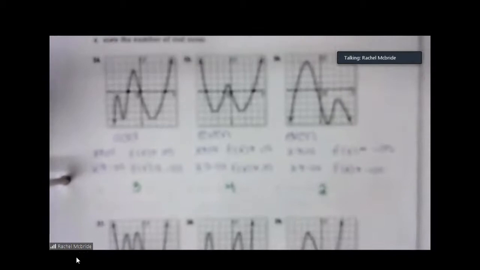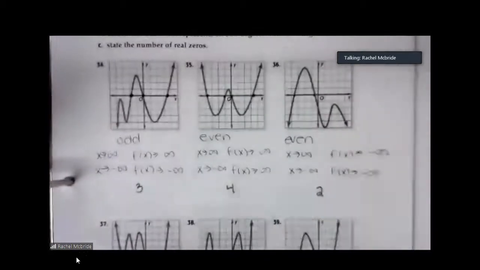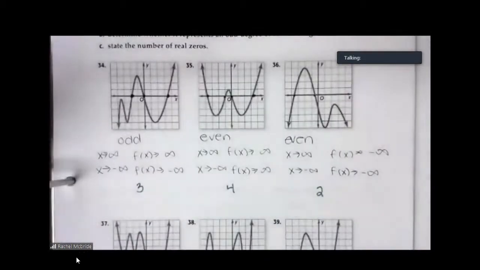All right, so we have 34 through 36. It says describe the end behavior, determine if it's even, odd, and then state the number of real zeros. So it's odd if the graphs end in opposite direction. It's even if the graphs end in the same direction. And then the end behavior is where you have x going to infinity and negative infinity. And then you describe what the y values are doing.